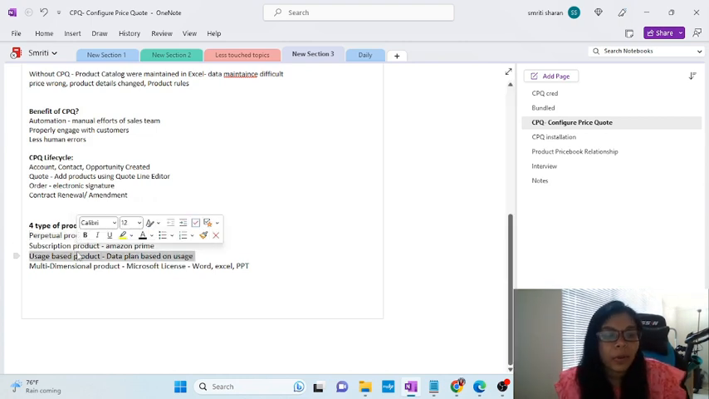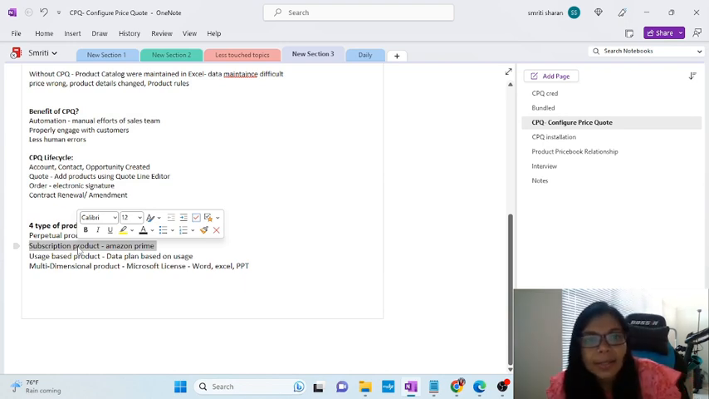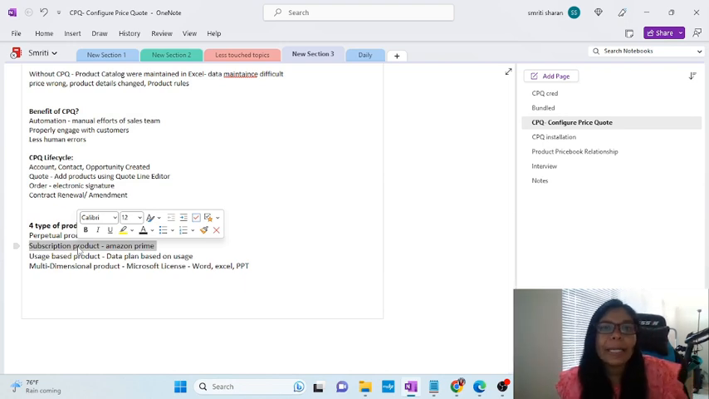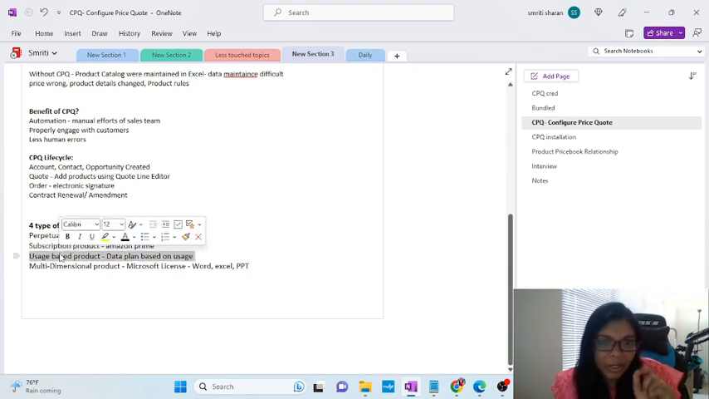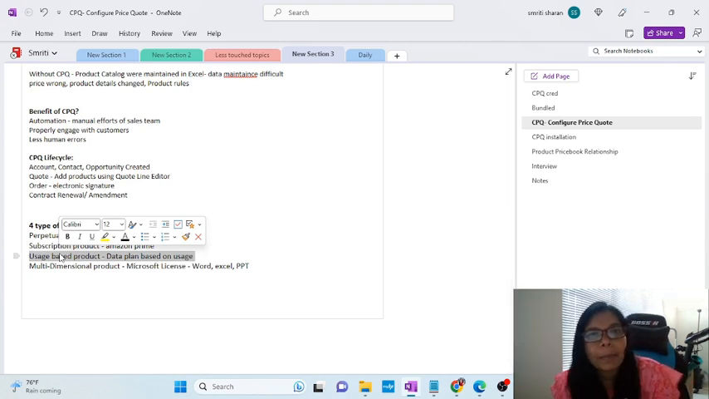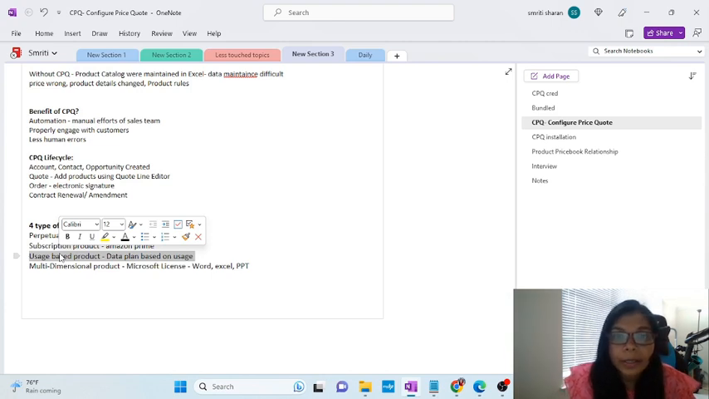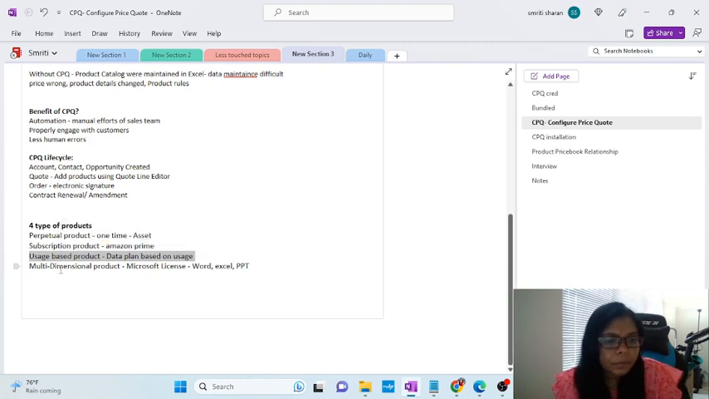Then there is subscription product. Subscription product, for example, Amazon Prime, Netflix, where you subscribe to it and the billing keeps on happening. You have a set contract. These are the most used types of products. Another one, which is lesser used, is usage-based product. For example, the data plan of a mobile. You have seen sometimes you accelerate the data plan and then you get a message that now it will be based on usage. So that is a usage-based product.